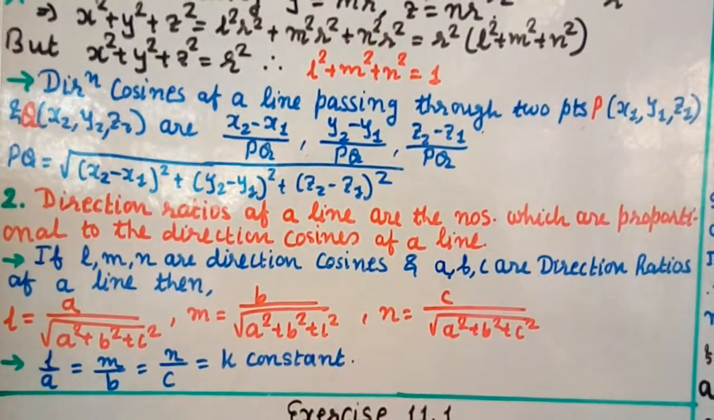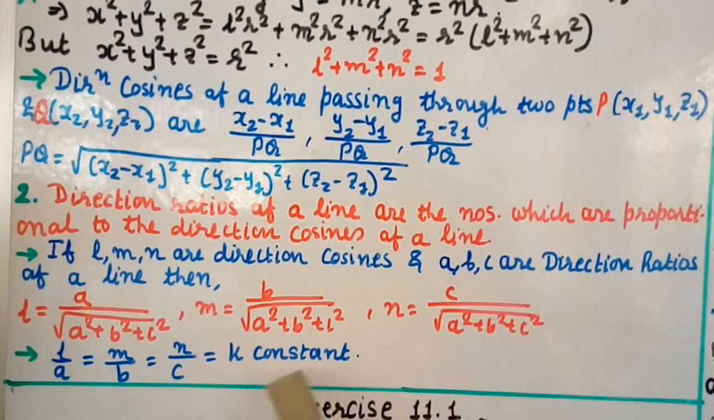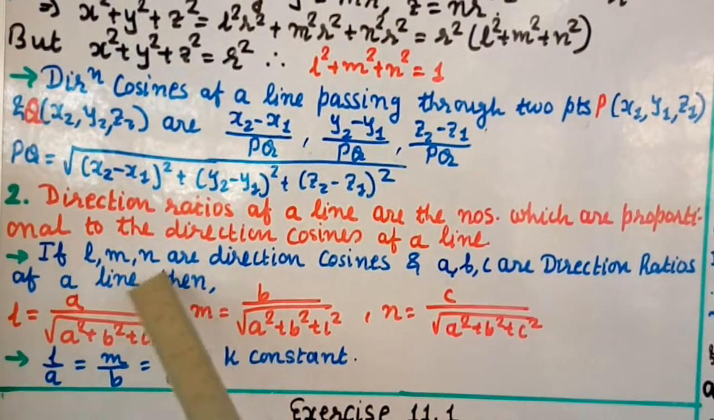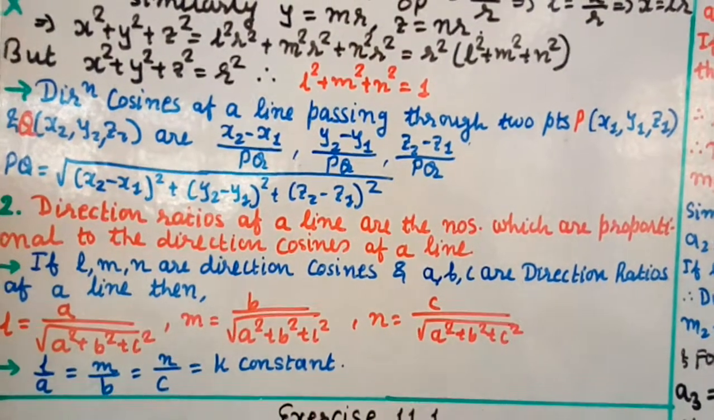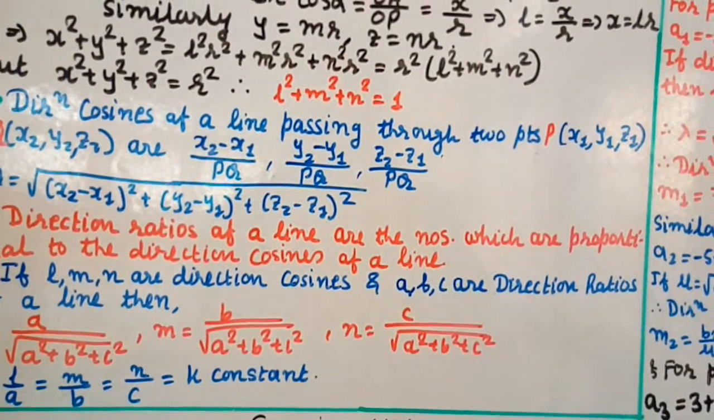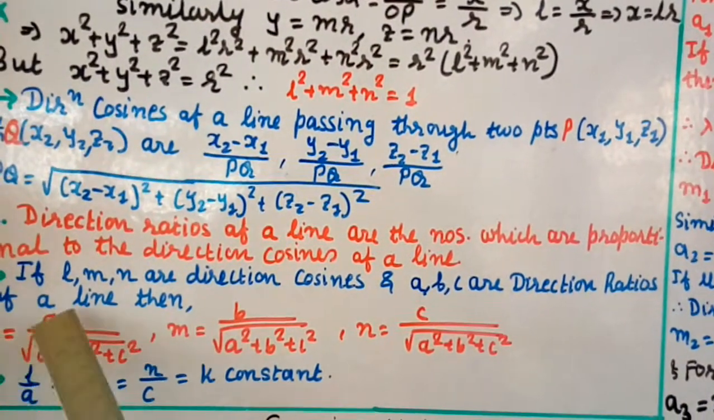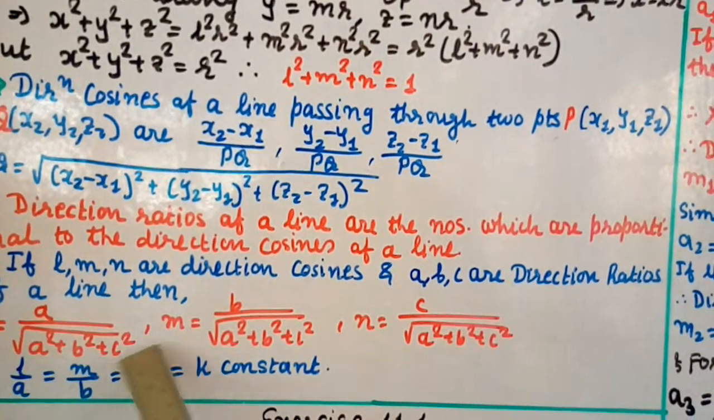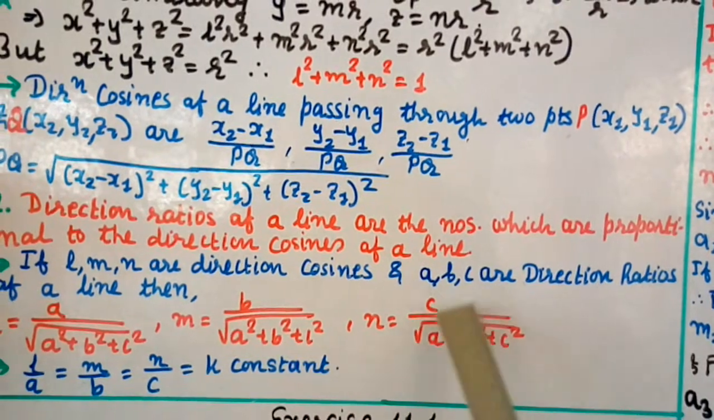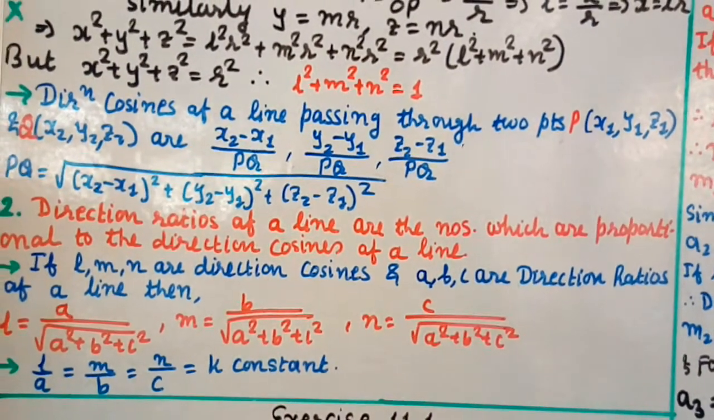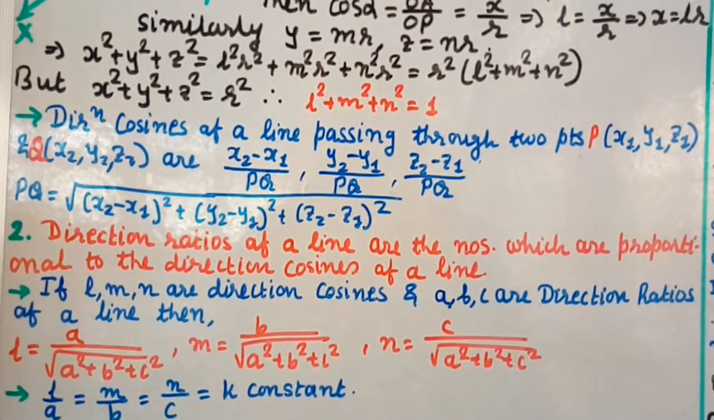Then the relation between them will be L by A is a constant, M by B is a constant, and N by C is a constant. If L, M, N are direction cosines and A, B, C are direction ratios of a line, then how to connect direction ratios and direction cosines? That is given as L equal to A by square root of A square plus B square plus C square, M is equal to B by square root of A square plus B square plus C square, and N equal to C by square root of A square plus B square plus C square. So this is the relation between the direction cosines and direction ratios.